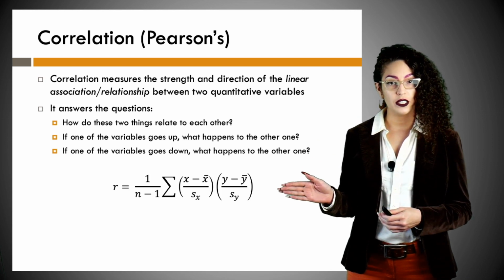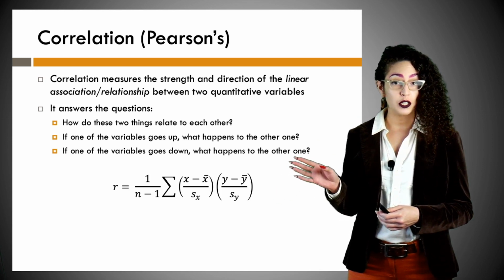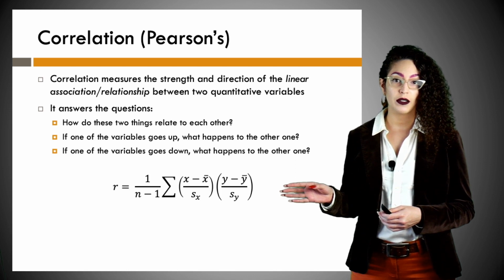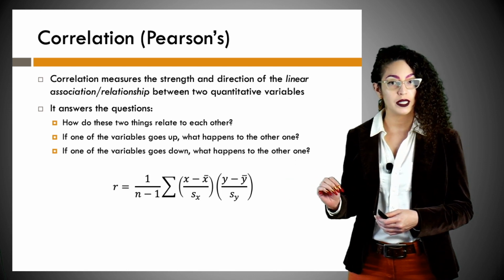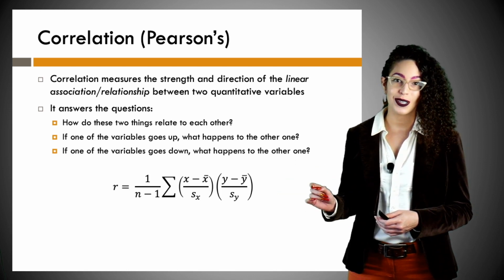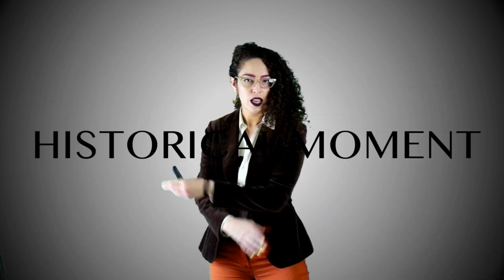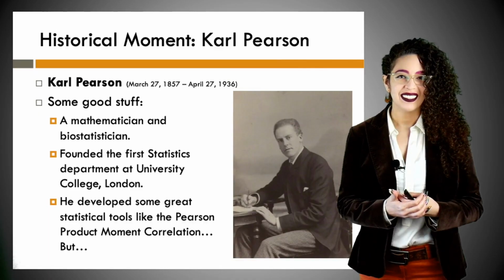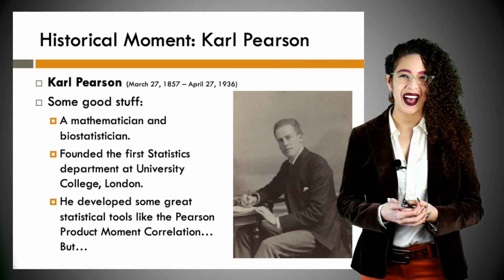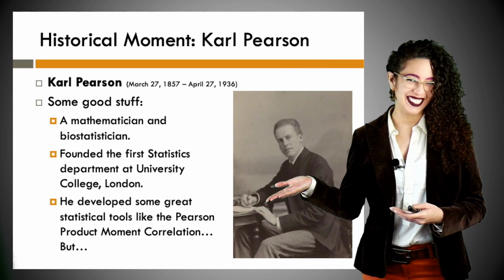Now this is the equation for Pearson's correlation. That is just one type of correlation. There are others out there, but we are going to focus on Pearson's correlation. And because it's Pearson's correlation, that means it's time for a historical moment. This lesson's historical moment is brought to you by Karl Pearson.